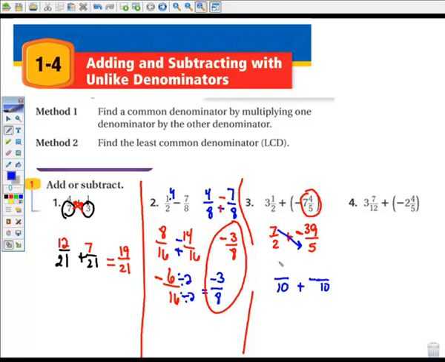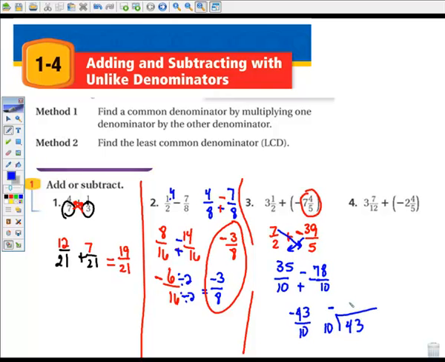7 times 5 is 35. And negative 39 times 2 is negative 78. So I look at this, adding a negative, so I have more negatives, and 78 and 35 differ by 43. So there's a negative 43/10. And now we change this back to a mixed number.